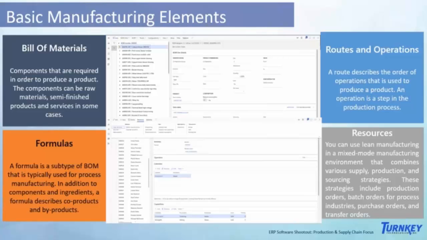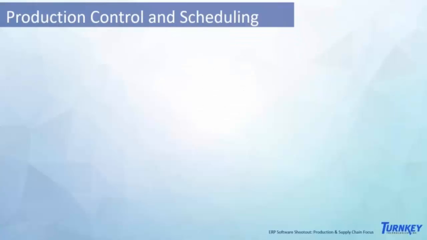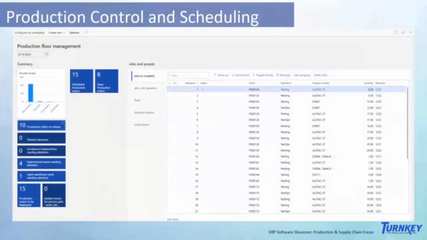So all these combined, at the end of the day, are going to provide us a Kanban, a manufacturing order, or a production order, or a batch order in case we are using formulas. And the next step that we're going to be talking about today is production control and scheduling.